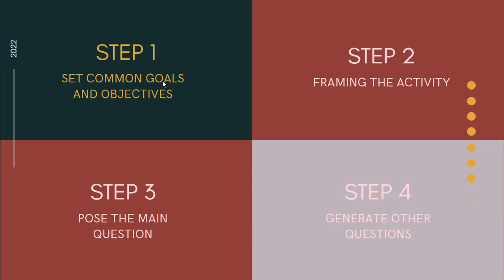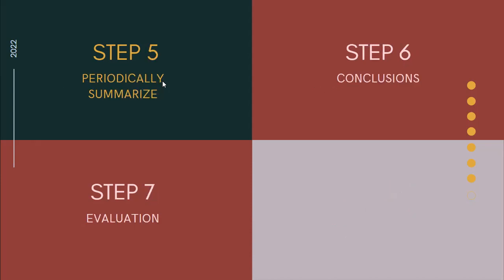Step number 4, generate other questions. It continues with the question methodology, taking care to maintain the thread, reflection, and introducing depth. Step number 5 is to periodically summarize. The summary helps to make clear what has been resolved and what still needs to be resolved. In this way, the discussion is kept alive and progress is made in depth.